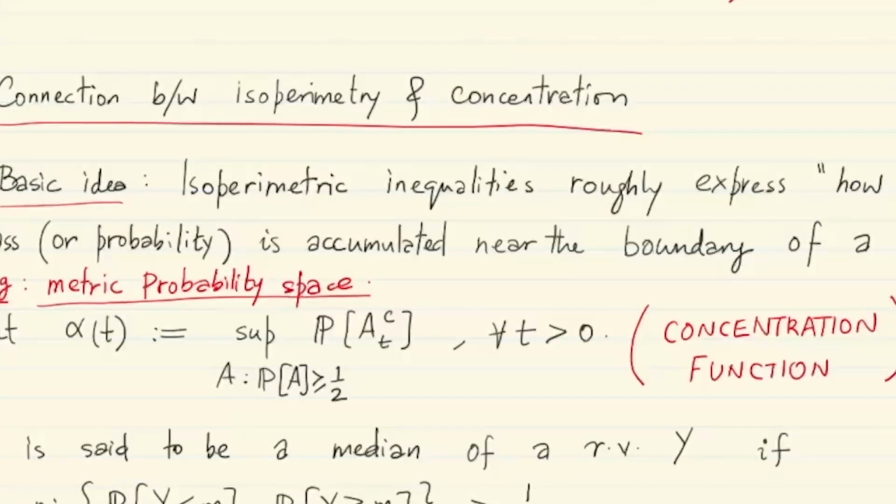So it basically measures how much mass there is if you blow up A by a small amount t, when the set A itself is sizable.